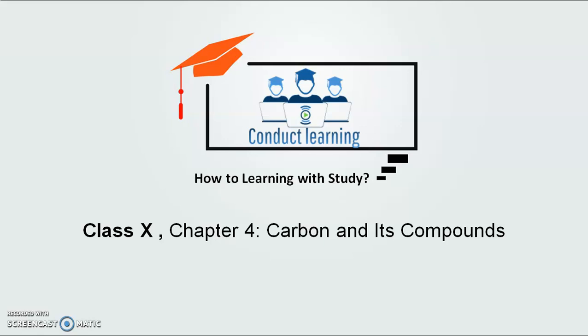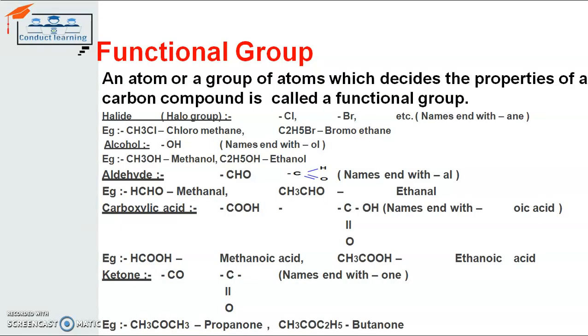This is the fourth chapter, Carbon and its Compounds, for class 10 science. And now we are at a topic which is functional group, the functional group of carbon compounds. Basically, the atom or a group of atoms which changes the property of an already existing carbon compound is known as a functional group.